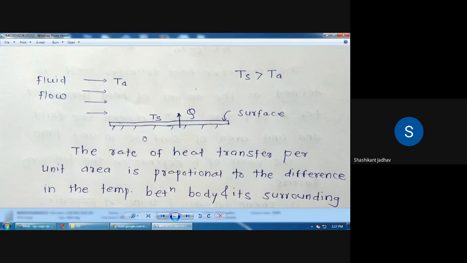So all of you write down this diagram first. Draw this diagram: surface plate having temperature Ts, heat transfer rate Q, fluid flow having temperature Ta, then Ts is greater than Ta. Okay. Then write down Newton's law of cooling. What is the statement of Newton's law of cooling?